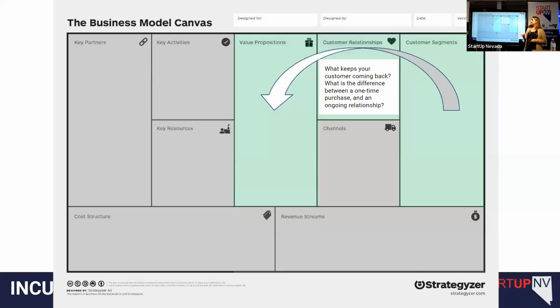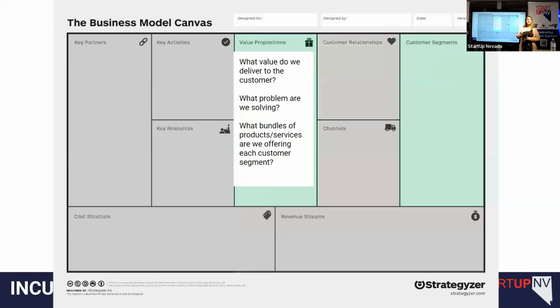All right. Now relationships. What keeps your customers coming back? What is the difference between a one-time purchase versus a recurring purchase?